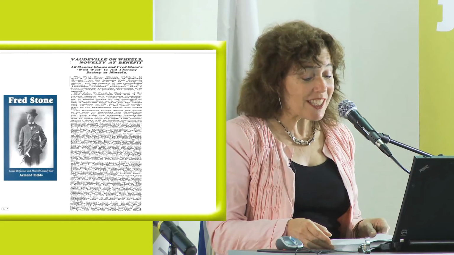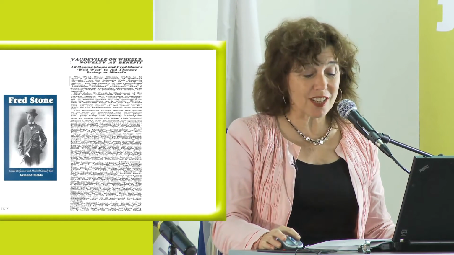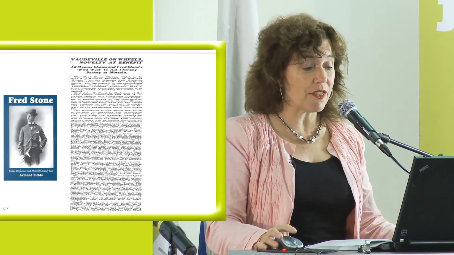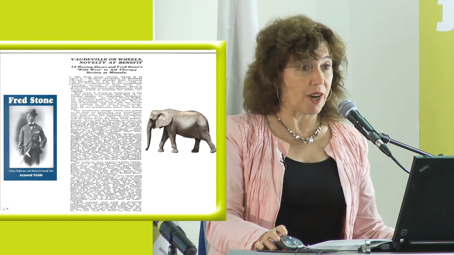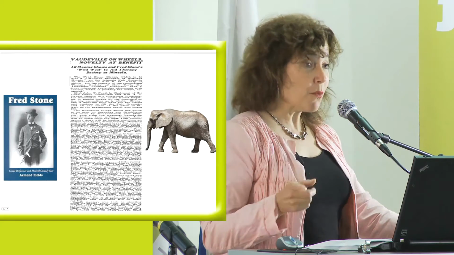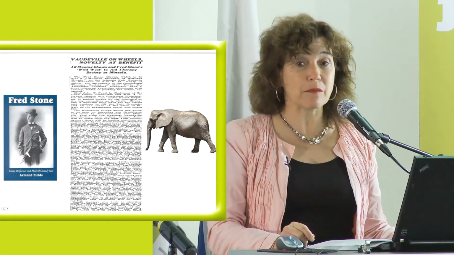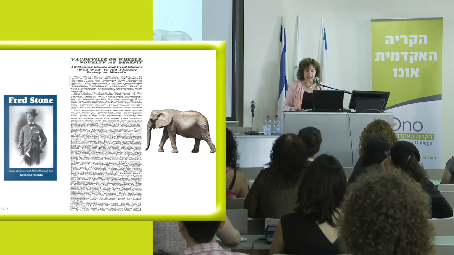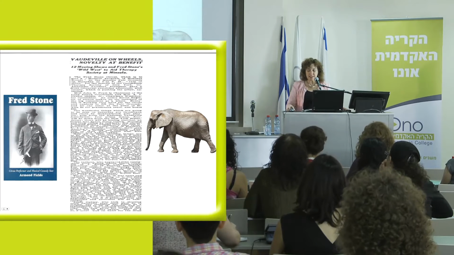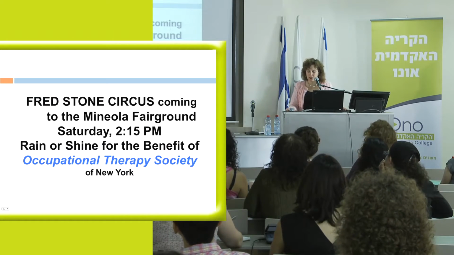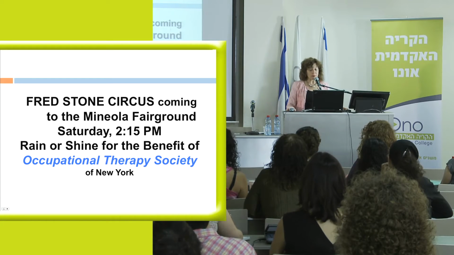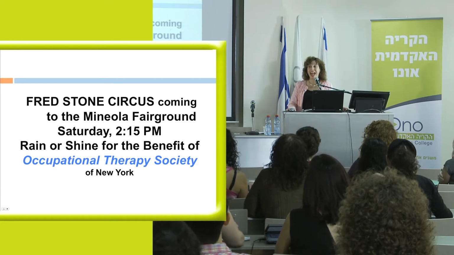In 1922, the Fred Stone Circus came to the Mineola Fairgrounds for the benefit of the Occupational Therapy Association in New York. So Mineola's in New York. You may wonder how a circus can promote occupational therapy. Anybody wonder about that? What does that have to do with anything? Well, if you painted a sign saying the Fred Stone Circus is coming to Mineola Fairground on Saturday at 2:15, rain or shine, for the benefit of the Occupational Therapy Society of New York, that's called advertising.